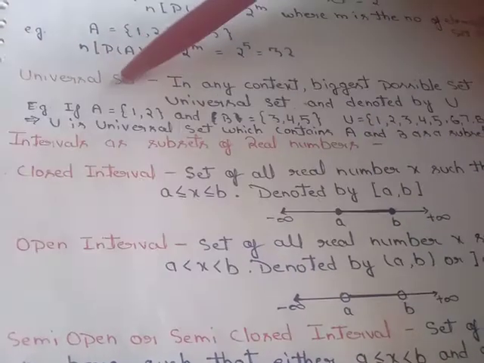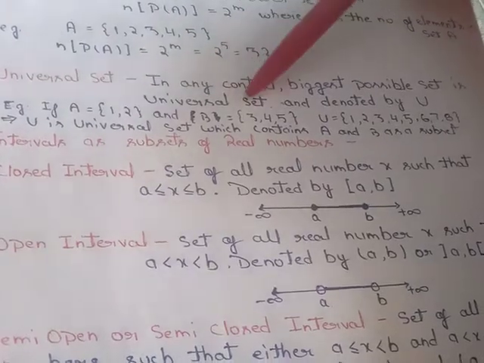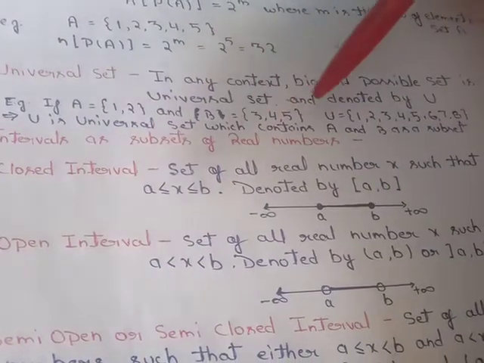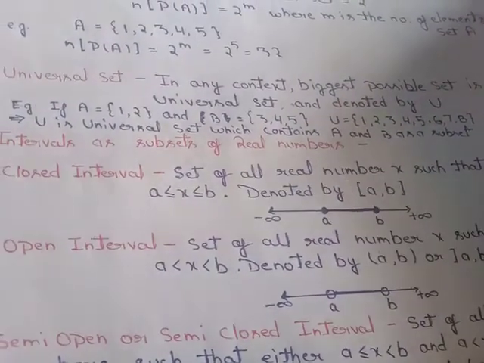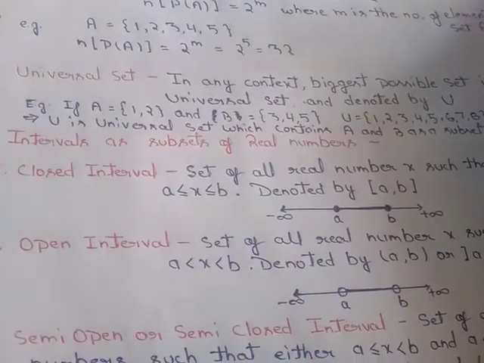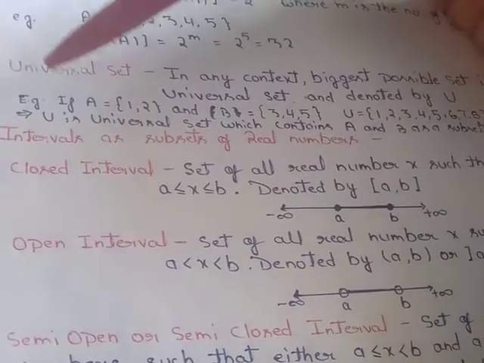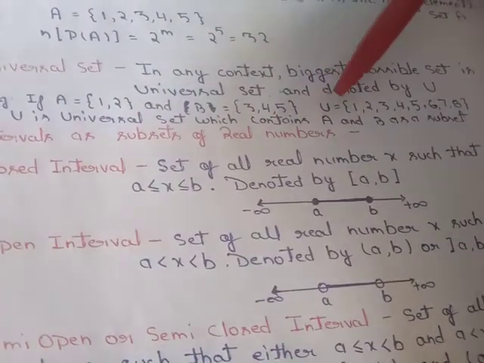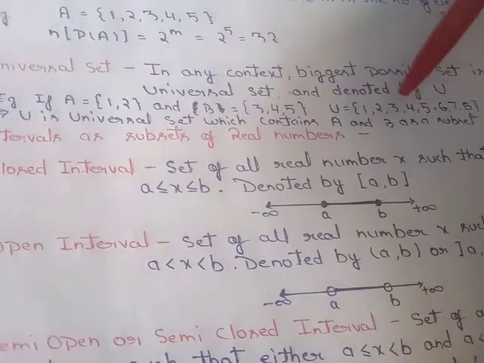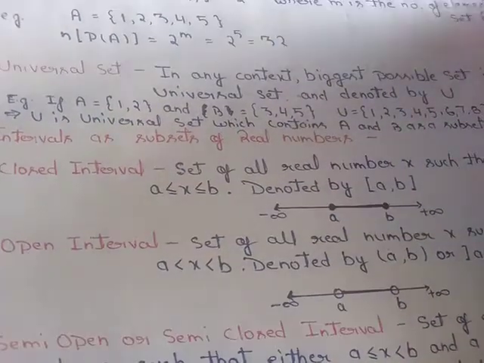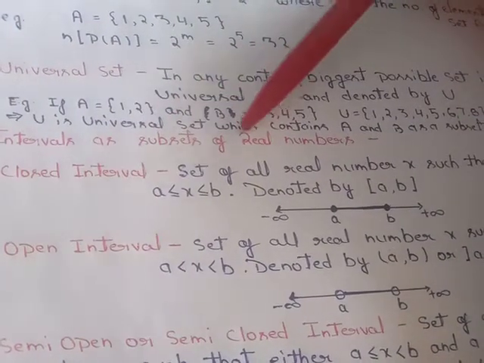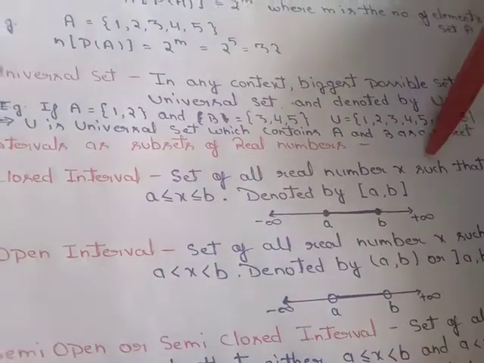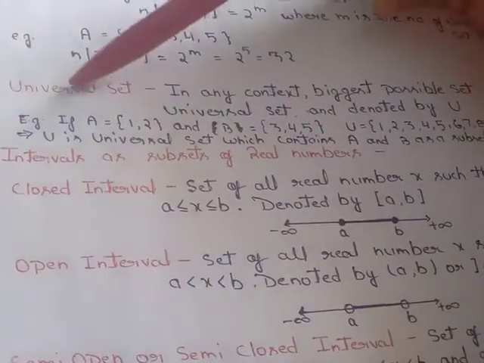Next topic is the universal set. In any context, the biggest possible set is the universal set, and it is denoted by capital U. The universal set is the biggest possible set. Example: if A is equal to {1, 2} and B is equal to {3, 4, 5}, then the universal set U is equal to {1, 2, 3, 4, 5, 6, 7, 8}. It implies that U is a universal set which contains sets A and B as subsets. So this is our universal set.